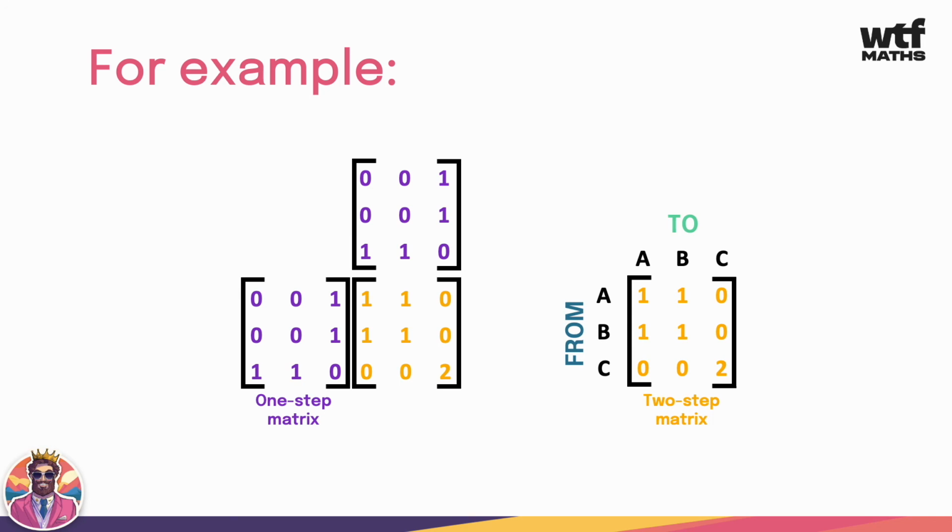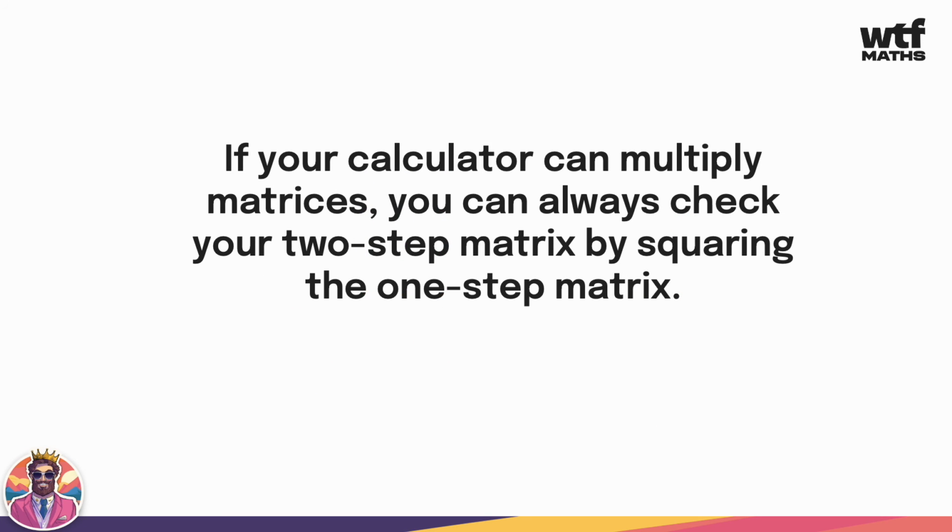So if you take a one-step route matrix and you times it by itself, you square it, you will get the two-step route matrix that we worked out before. So to keep it nice and simple, if your calculator can multiply matrices, you can always check your two-step matrix by squaring the one-step matrix.